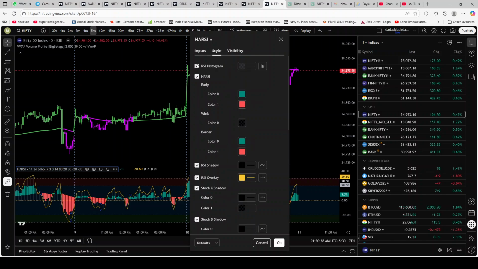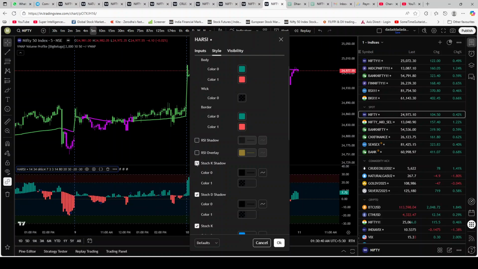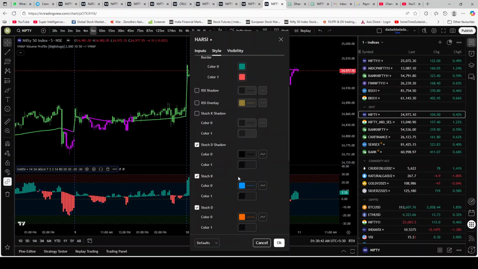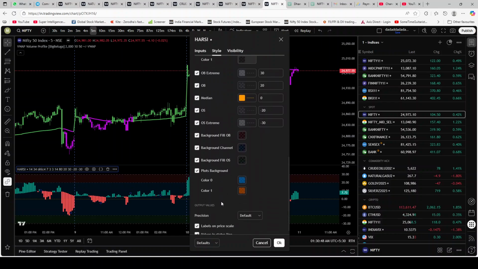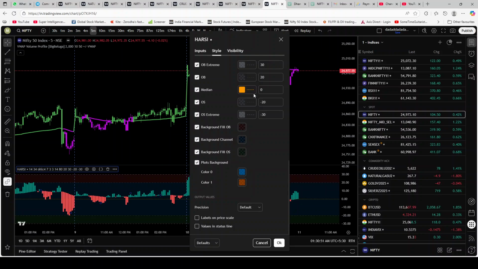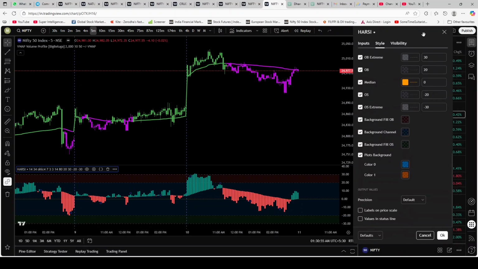Over here, we don't require the RSI histogram. And this Heiken Ashi we require. Then we don't require RSI shadow, RSI overlay, Stoch K shadow, Stoch D shadow, Stoch K, Stoch D, all of this we don't require. Then we require all of this, and then we don't require these 2 at the bottom. Once you do that, you get this setting, which is the way mine is saved by default. Then you can just click over here and say save as default, and it will save as default.